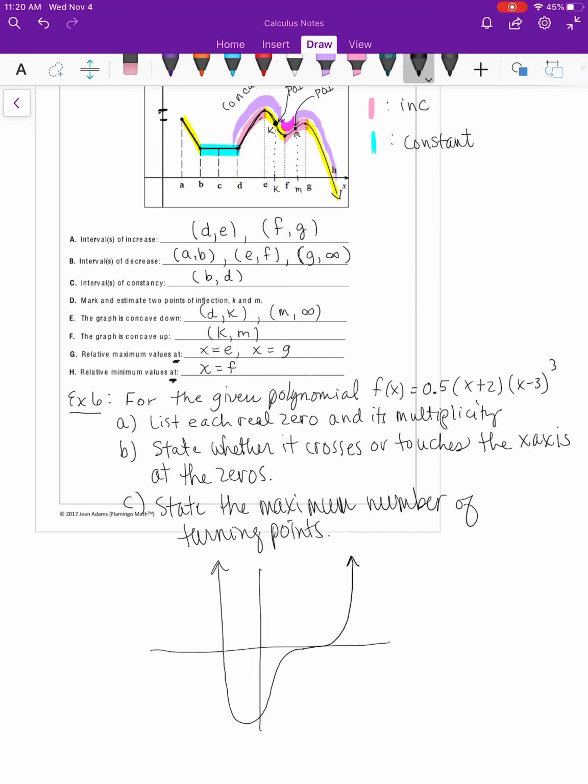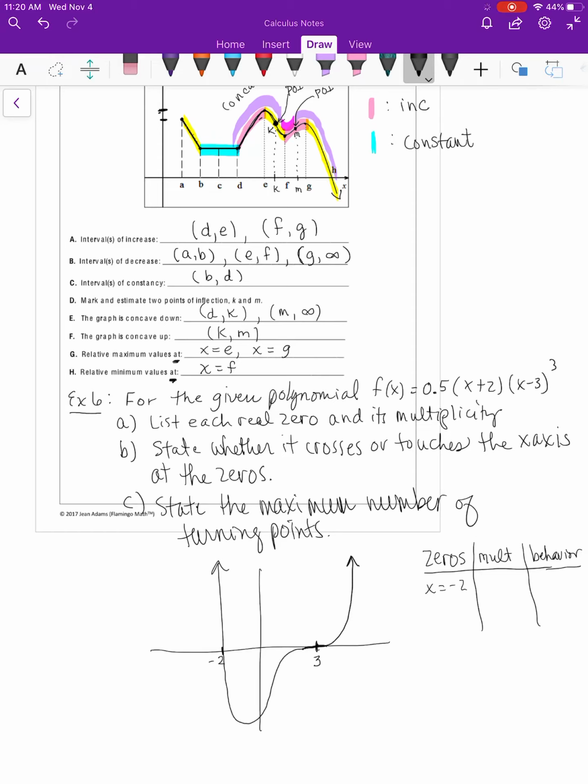Okay. So it kind of flattens out here because that's that third power, right? That x minus 3, so this is at x equals 3. And this one's at negative 2. That 0 is at negative 2. So when it says list each real zero and its multiplicity, we're going to say zeros. We're going to say multiplicity. And we're going to say behavior.